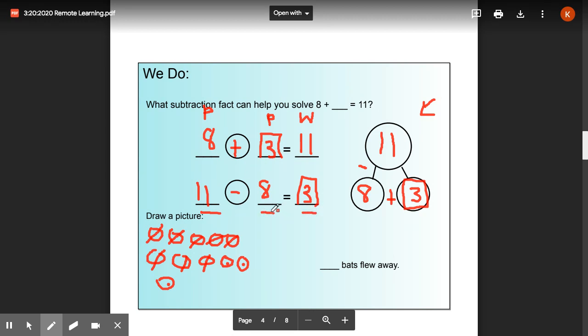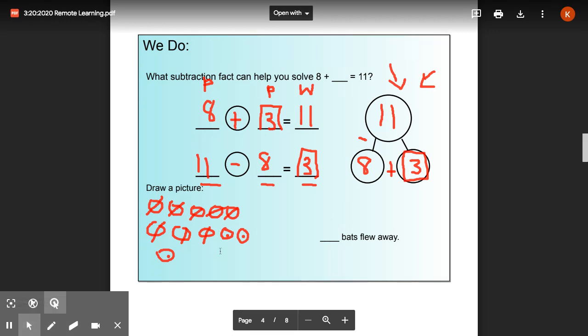So if I have 8 and then add the 3 back, I get 11. So by filling in this number bond, we were able to solve 8 plus blank equals 11 by subtracting 8 from 11. All right, let's move on.